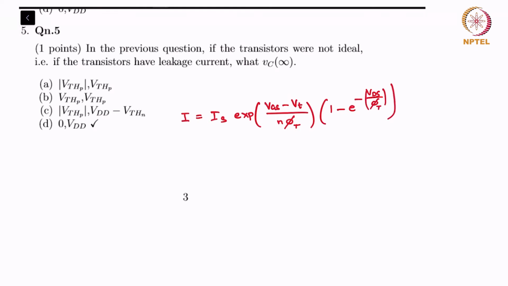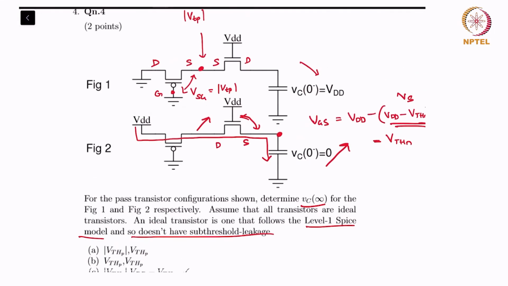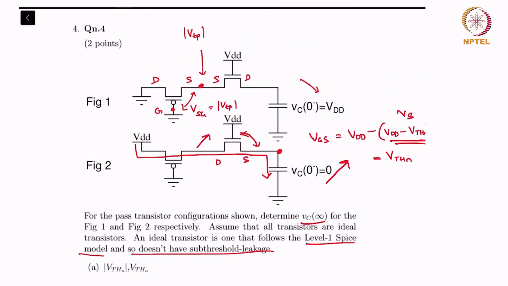So the only way I is going to become equal to 0 is if and only if VDS is equal to 0. Because if VDS is equal to 0, this e power 0 is 1, that's 1 minus 1 and you get 0. So the idea is that the transistor will continue to conduct for as long as you give it a non-zero drain to source or source to drain voltage in the case of the PMOS. This is for the NMOS. So in the case of the PMOS, that is in the case of figure 1, this voltage will continue to fall even below VTP until VSD equals 0. That is until you get ground over here.